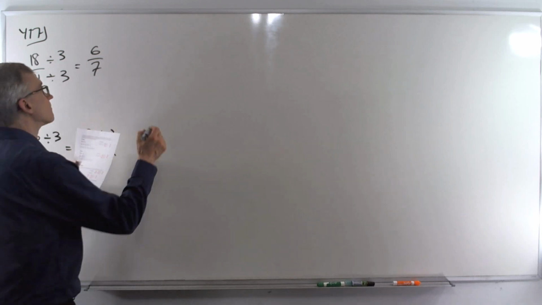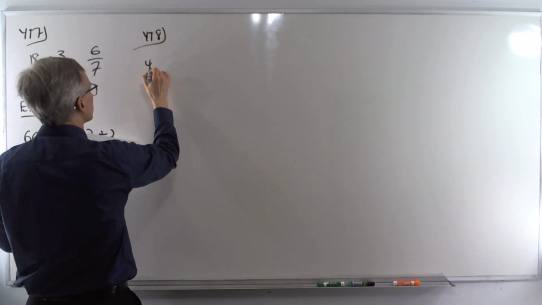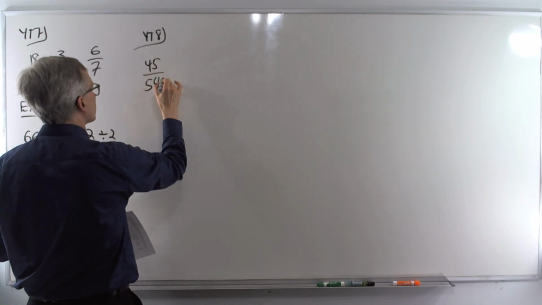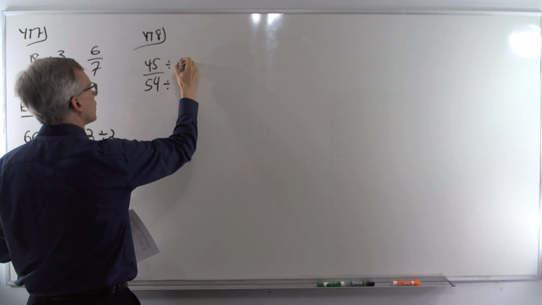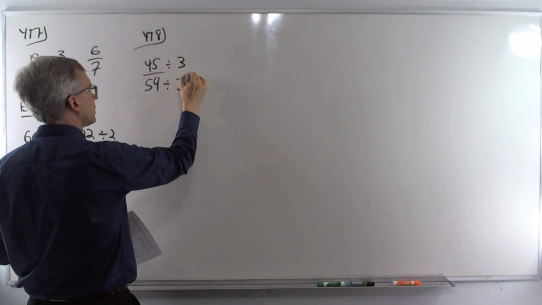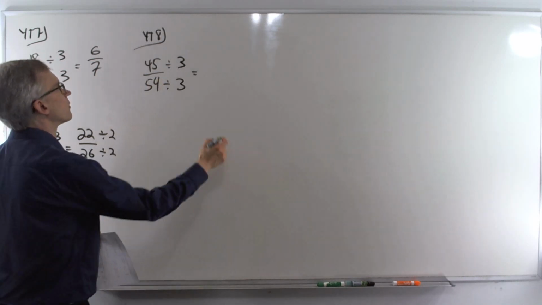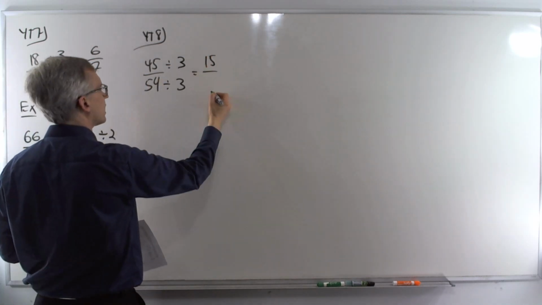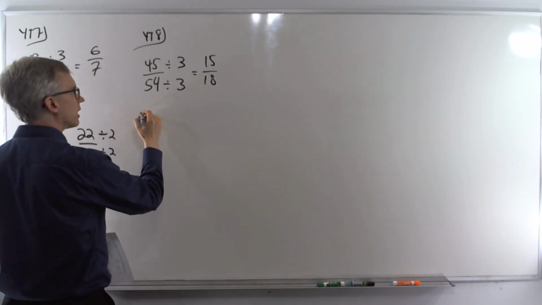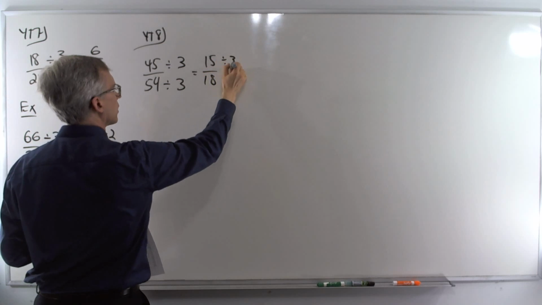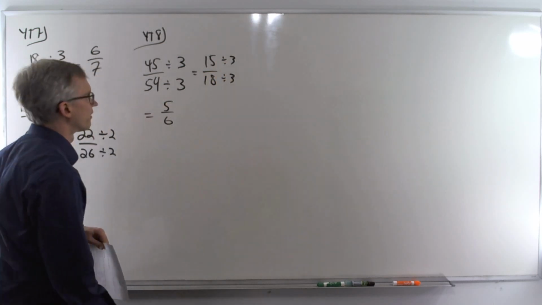Your turn number 8. All right, now both of these, the digits add to 9, which are divisible by 3, so we can divide by 3. So that gives us 15 on top and 18 on the bottom. And now we can do that again. And get 5/6.